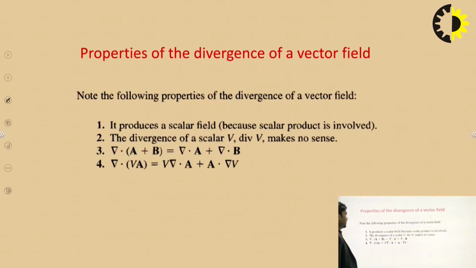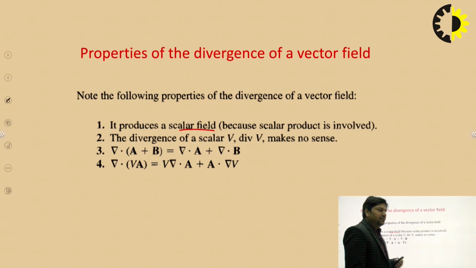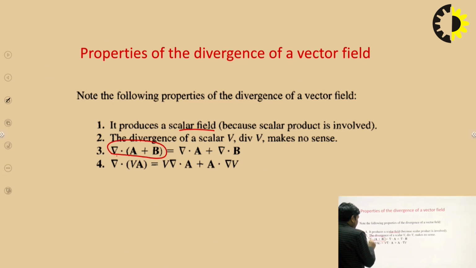So the property of the divergence is that it produces a scalar field. That means the divergence of any vector produces a scalar field. The divergence of a scalar V makes no sense. If we find the divergence of a scalar field V, this makes no sense, because we always have to keep in mind that divergence is evaluated for a vector field, not a scalar field. The divergence of A plus B is equal to del dot A plus del dot B.